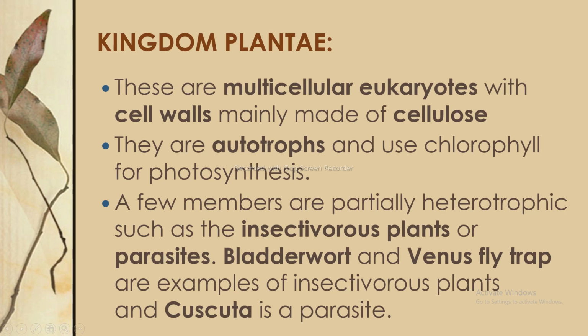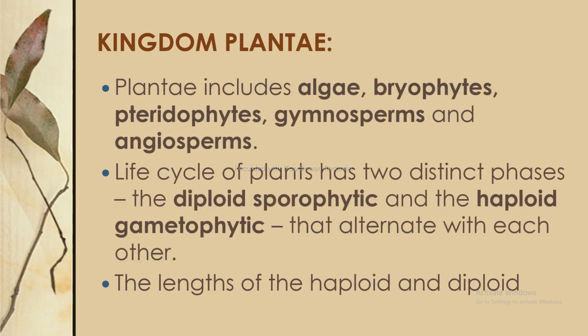These are multicellular eukaryotes with cell walls mainly made up of cellulose. They are autotrophs and use chlorophyll for photosynthesis. A few members are partially heterotrophic, such as insectivorous plants or parasites. Bladderwort and Venus flytrap are examples of insectivorous plants, and Cuscuta is a parasite. Plantae includes algae, bryophytes, pteridophytes, gymnosperms, and angiosperms.